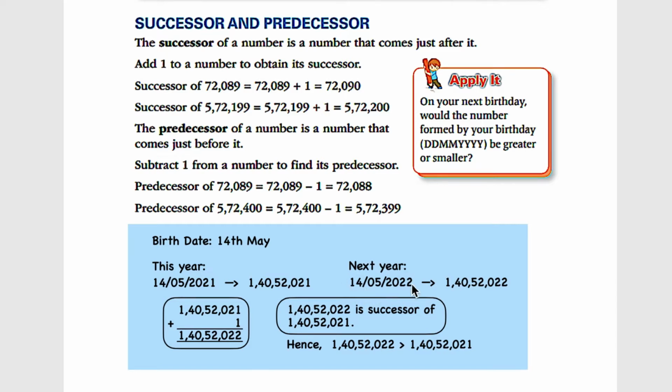Now, next year, the day when you would celebrate your birthday would be this. So, using this date, the number that is formed is this 1,40,52,022. Now, when we add 1 to this number, we get this number. So, this number 1,40,52,022 is the successor of this number, that is 1,40,52,021. So that is why this number is greater than this number. So greater, this is the right option for this question.